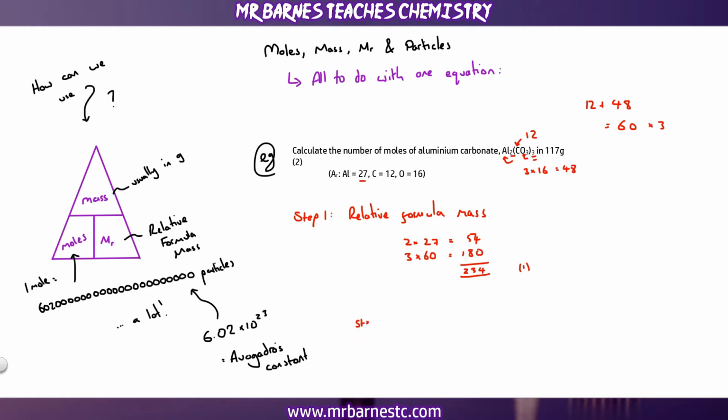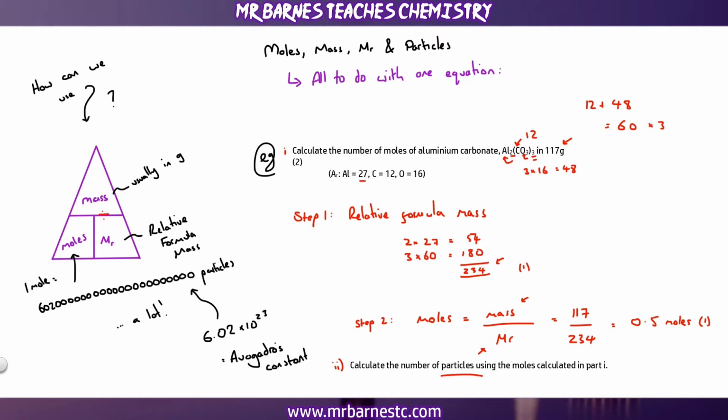Now I need to work out my moles. As you can see from the triangle on the left, it's mass divided by relative formula mass. The mass it tells us in the question, which is 117 grams. The relative formula mass we have just worked out, which is 234. So 117 divided by 234 is 0.5 moles.